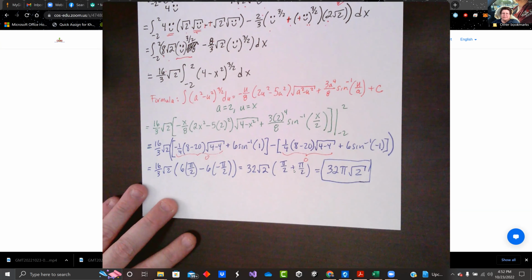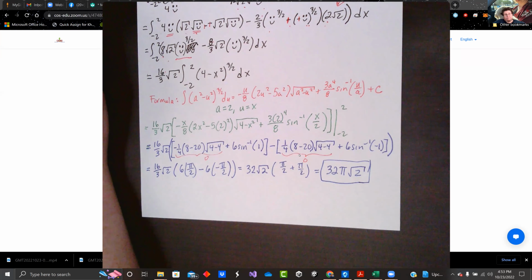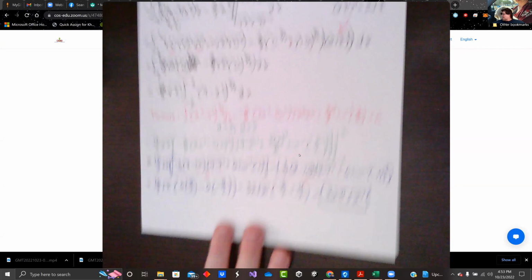Nasty, right? This was a nasty problem, a 2-page problem. But did we expect anything different when we saw the paraboloid? No, we knew it was going to be nasty.